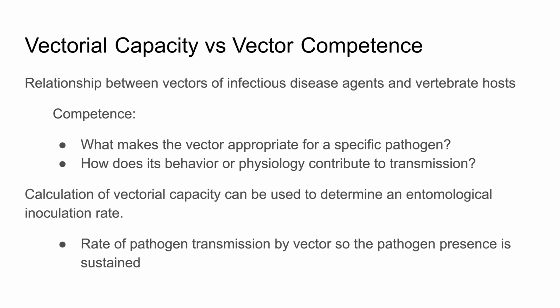Not only is it blood feeding, but the mosquito is a very important part of the sexually reproducing part of the life cycle of the plasmodium parasite. So it's important to be able to figure out the connection between the appropriateness of the vector and the particular pathogen that it is transmitting. How does the behavior of that vector or its physiology, or both behavior and physiology, contribute to transmission? Again, back to the mosquito. The mosquito is this kind of perfect vessel for this type of transmission.